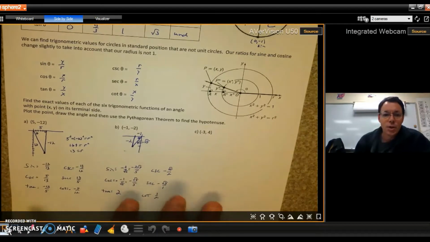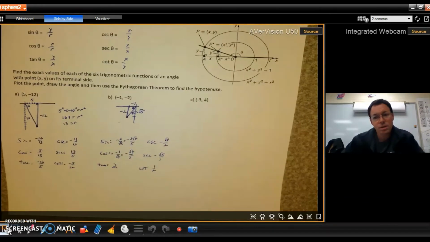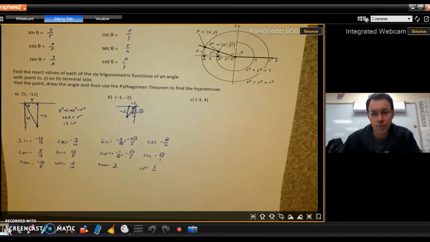So try example C on your own. Draw the point negative 3, 4. Draw an angle that goes through that point, and then go to the x-axis and make a triangle out of it, and then see if you can find the rest of the values. So you may want to pause the video so you can do that on your own.